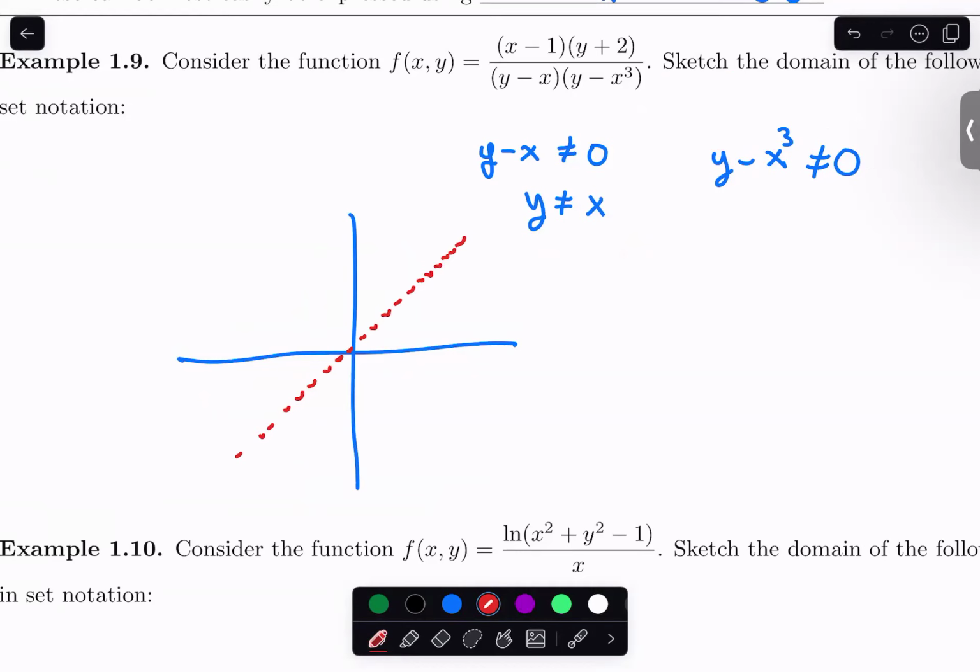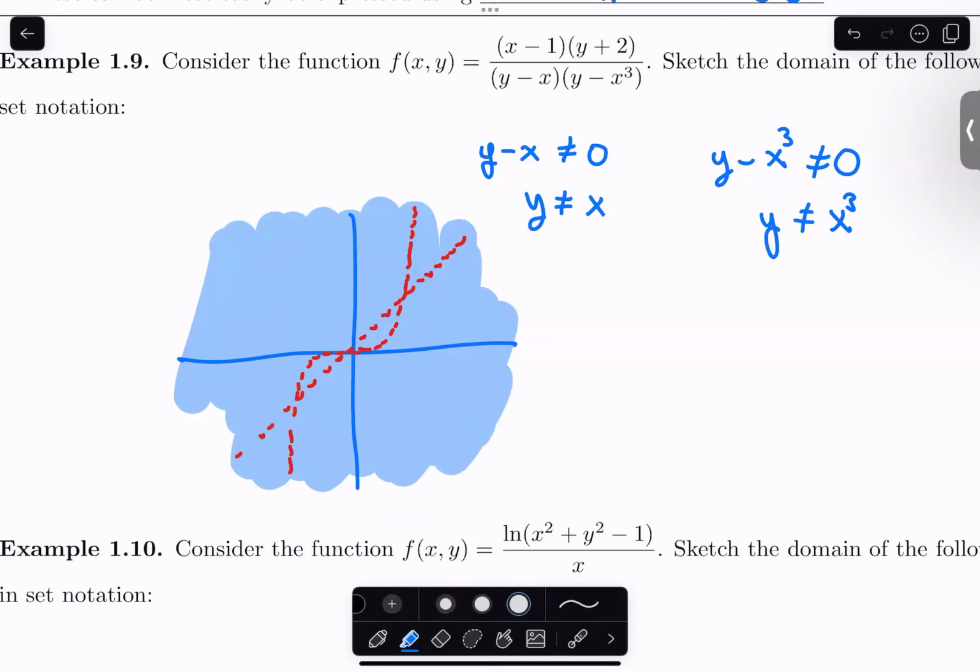So typically, if you don't want the line included, you do dashes or something like this. So I did a dash line here. If you want the line to be included, you usually make it a solid line. And likewise, if I rearrange the other one here, we're going to get that y should not be equal to x cubed. So this looks kind of like this classic cubic, something like that. So everywhere else is fine except for on those two curves.